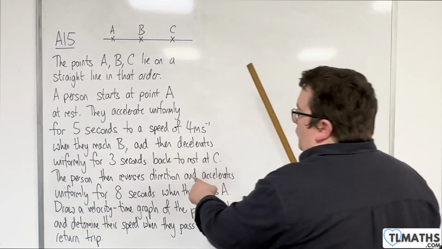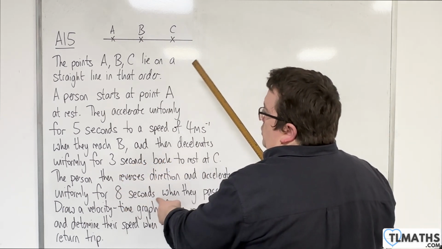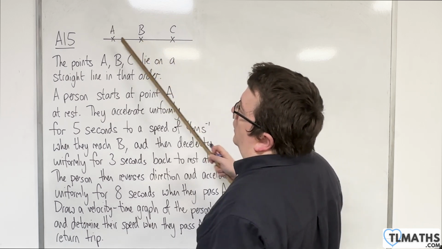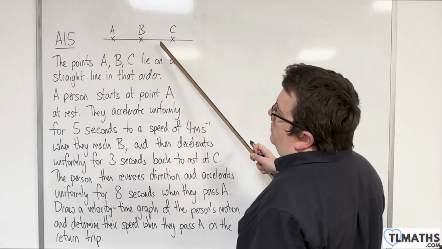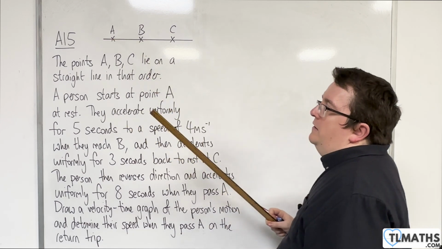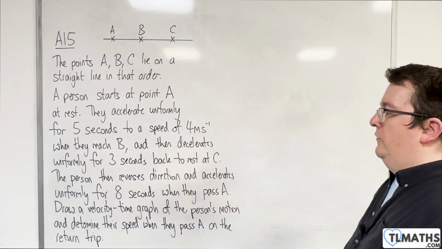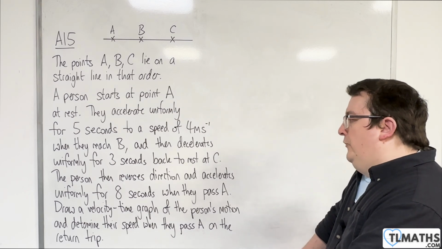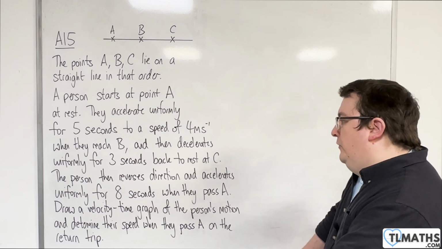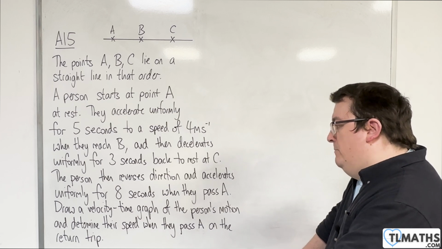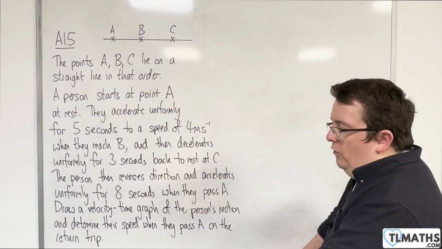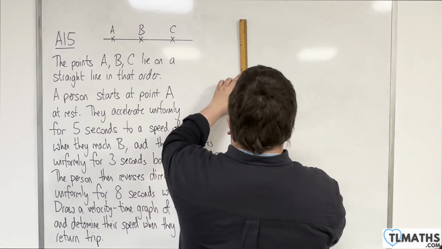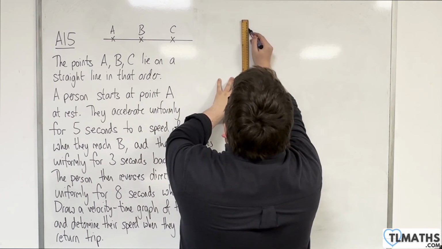The person then reverses direction and accelerates uniformly for 8 seconds when they pass A. So essentially they're going to reverse direction and then slowly increase speed until they reach A. And they're going to be increasing speed for 8 seconds. Draw a velocity time graph of the person's motion and determine their speed when they pass A on the return trip. Okay, so let's start drawing a diagram so we can see what's going on.